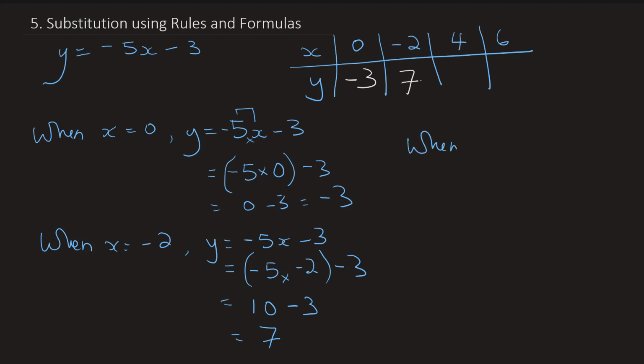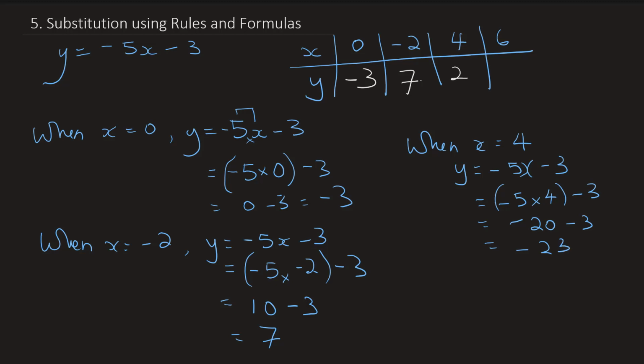When x is equal to 4, y is equal to minus 5x minus 3, which is minus 5 multiplied by 4, minus 3, which is equal to minus 20, minus 3, and the answer is minus 23. So again, let's pop that in here, minus 23.